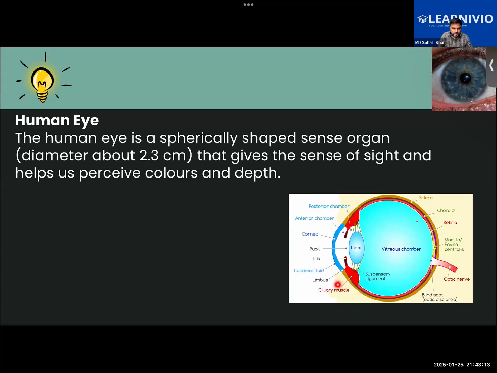Between the cornea and the iris, no, no. Between the lens and the cornea. Okay. There it is filled with aqueous humor, and the vitreous humor is in the vitreous chamber. That is between the lens and the retina.